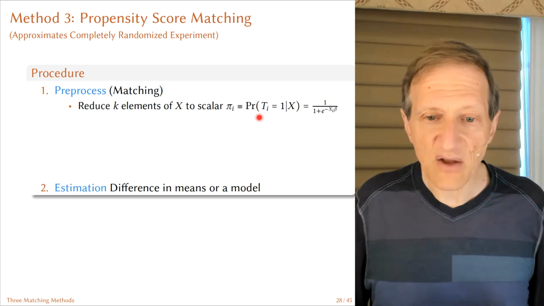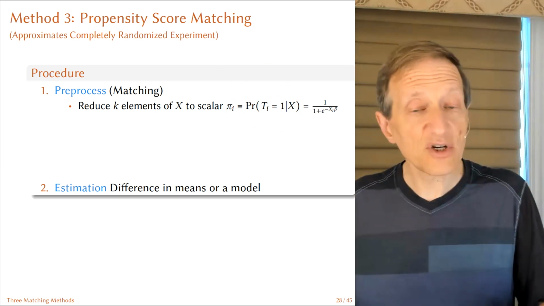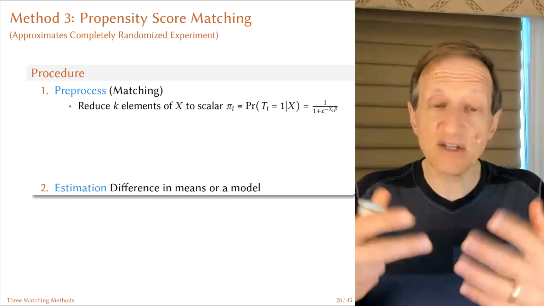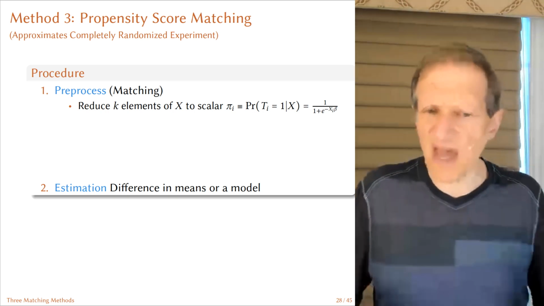But this thing, which we're going to call pi, is what's called the propensity score. And the way you would interpret it is it's the propensity to be treated. It's the probability of t equaling 1. Okay. Now, what do we do with that?